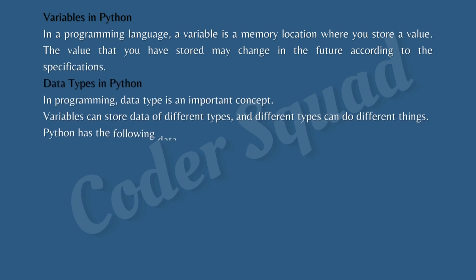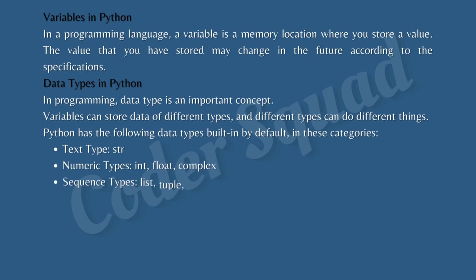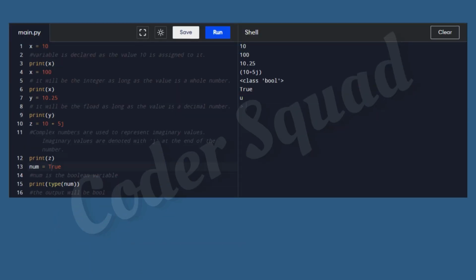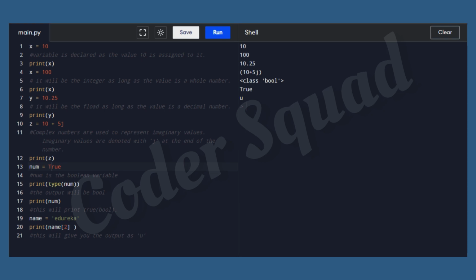Variables and data types. Python supports various data types such as integers, floats, strings, and more. Variables allow for efficient data manipulation. Basic operations. Performing basic arithmetic operations like addition, subtraction, multiplication, and division in Python is straightforward.